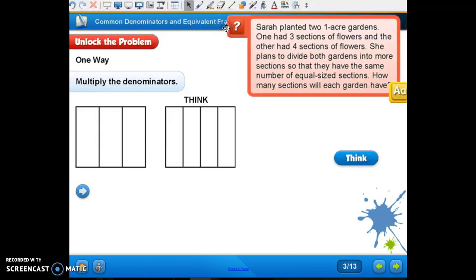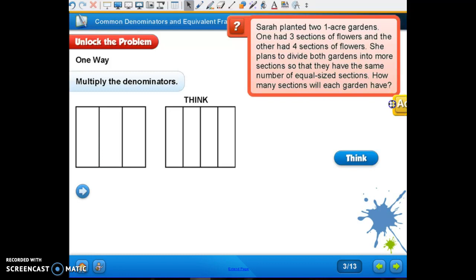Sarah planted 2 1-acre gardens. One had 3 sections of flowers and the other had 4 sections of flowers. She plans to divide each garden into more sections so they have the same number of equal-sized sections. How many sections will each garden have?